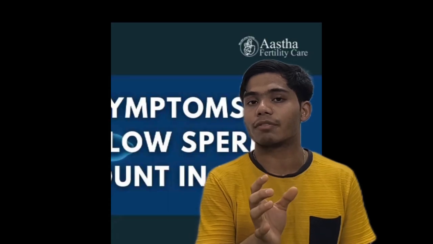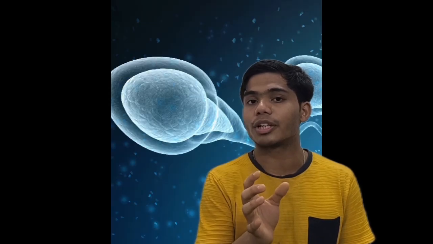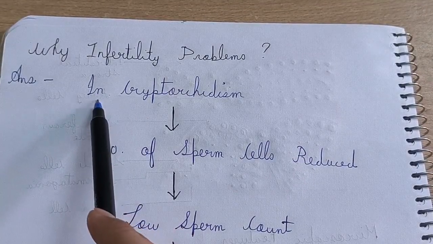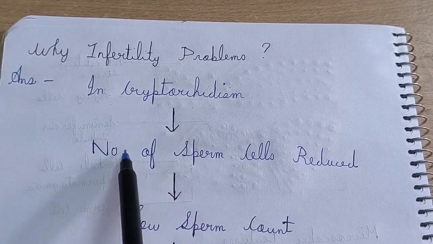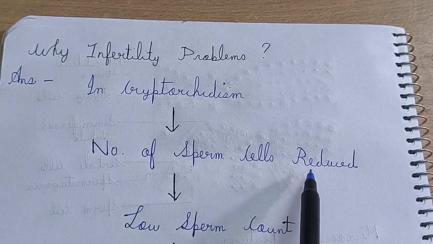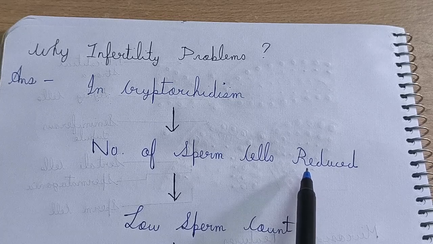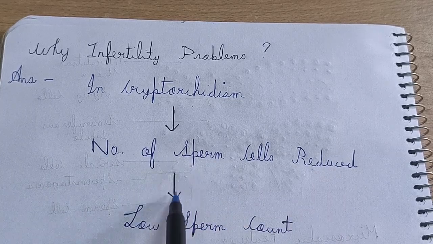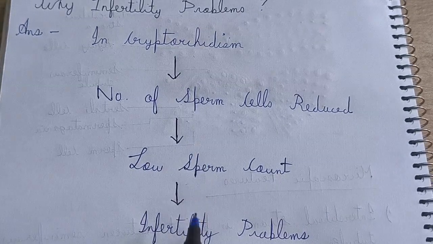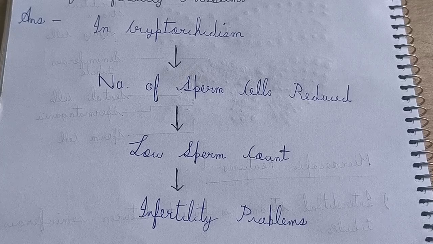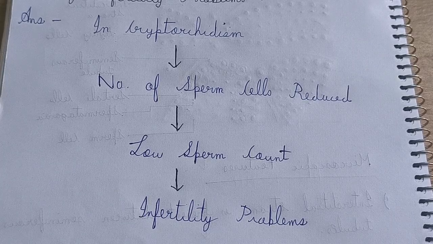So please remember that infertility problems occur due to a decrease in the sperm count. So friends, as you already know, in cryptorchidism the number of sperm cells is reduced. And why is the number of sperm cells reduced? Because the number of spermatogonia is reduced. Therefore, since the number of sperm cells is reduced, this means a low sperm count, and this low sperm count leads to infertility problems. So this is the main cause due to which infertility problems are present in cryptorchidism. That's all.